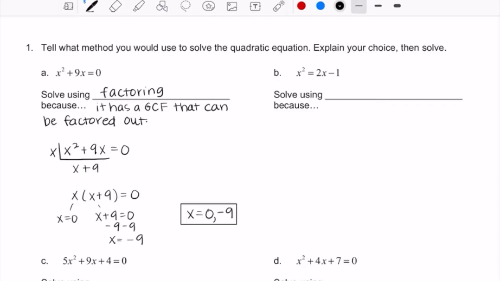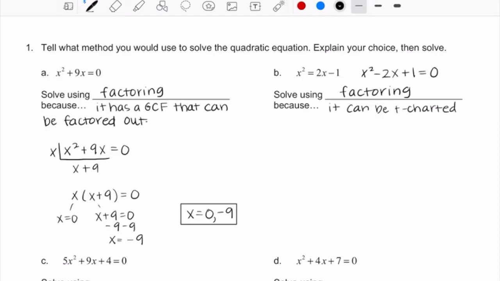On example B, the equation has a b term, so I know that I cannot solve it using the square root method. If I move the terms around to have it be set equal to 0, I'm going to have x squared minus 2x plus 1 is equal to 0. Notice here that my b term is -2. That is an even number. So I could solve this by completing the square, but completing the square isn't the most efficient way of solving it because this equation can be factored. So here on b, I'm also going to solve using factoring.